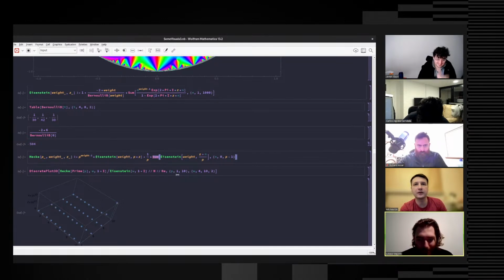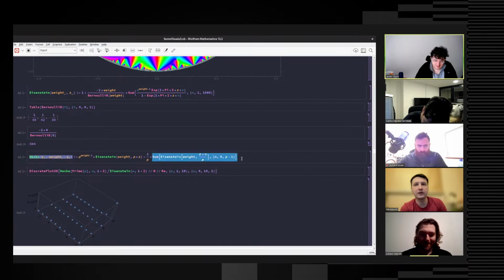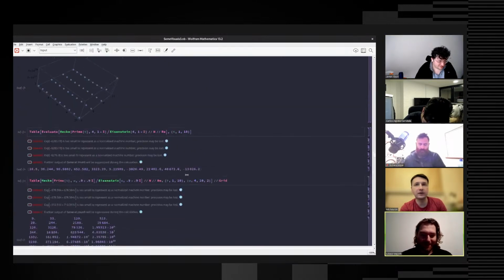It should be p plus one of those if p is a prime number. You can have Hecke operators which are not indexed by a prime number also, but we can implement it. But yeah, okay, so this is a nice little formula.